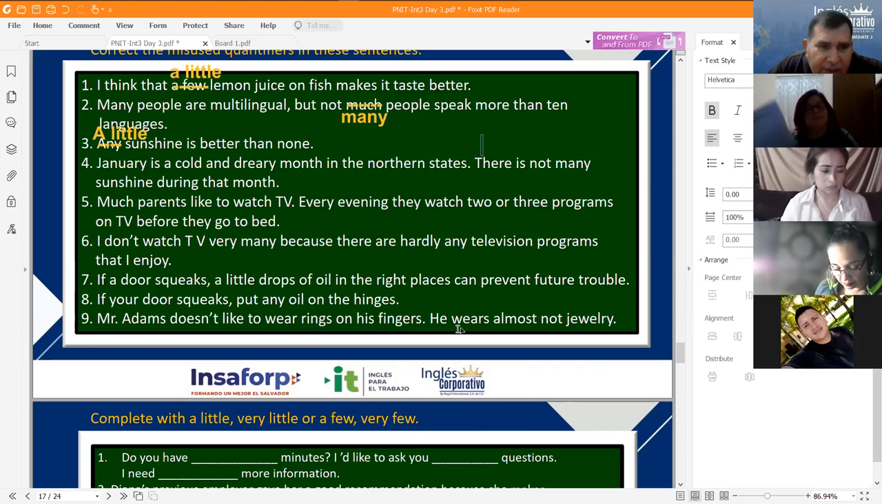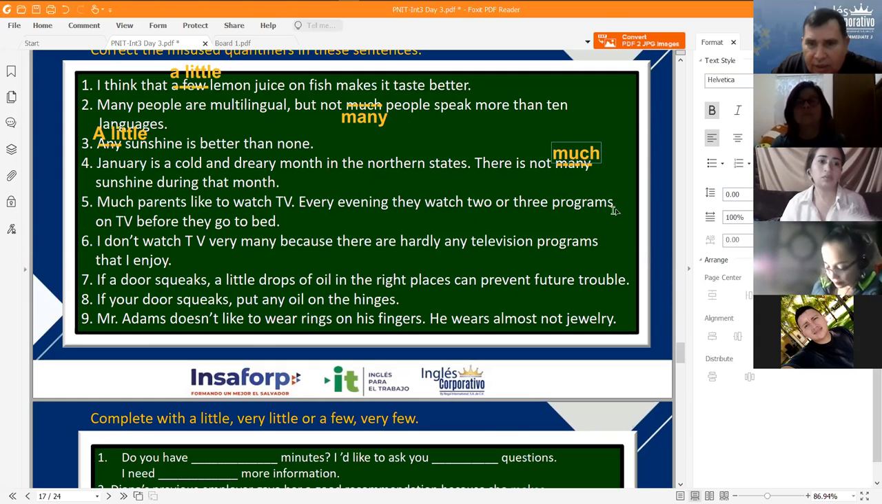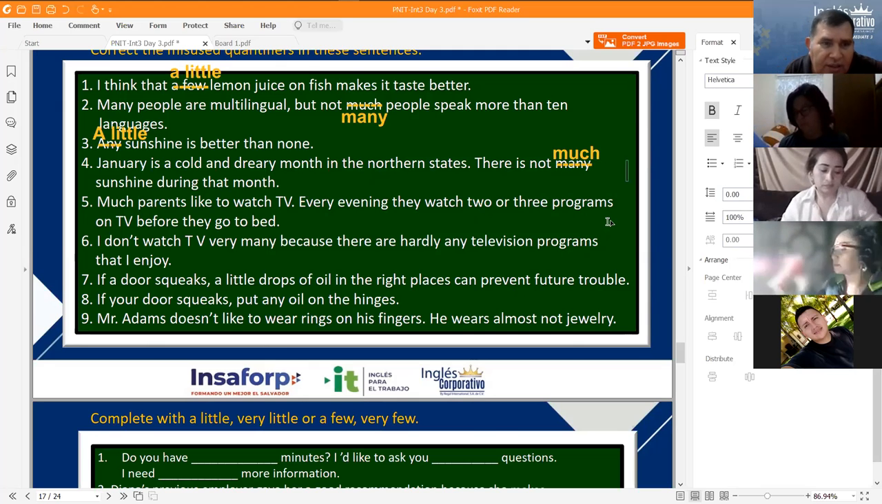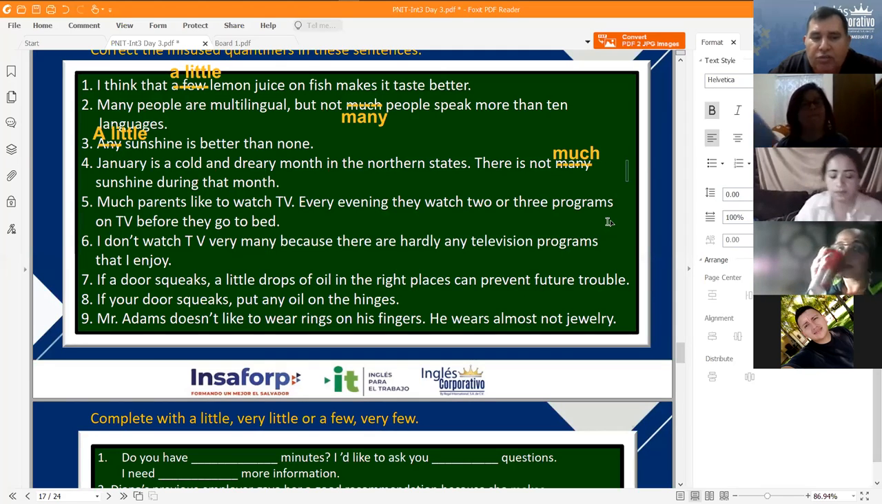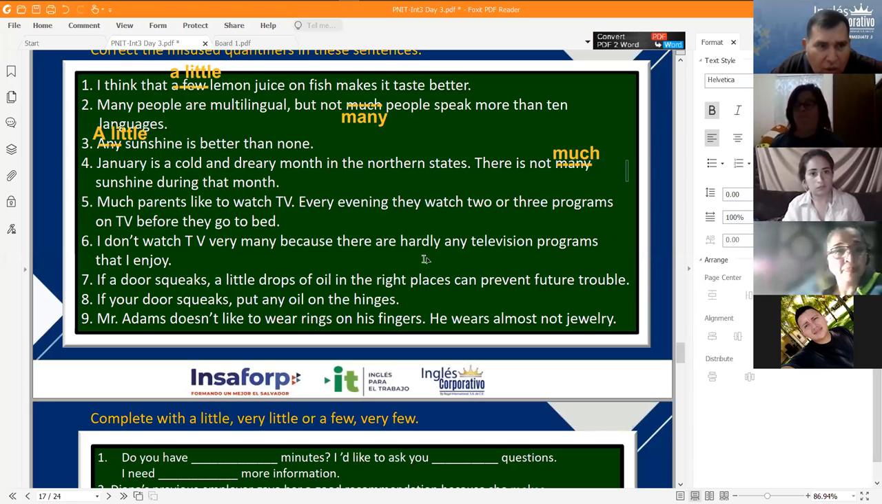January is a cold and dreary month in the northern state. There is not many sunshine during that month. So, what do we say? Sunshine is much, right? Okay, there is not much sunshine during that month. Much is used in negatives and we use it like this. Okay, the next one. Much parents like to watch TV.